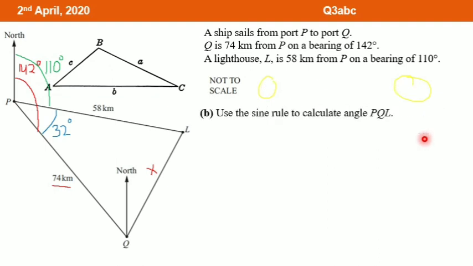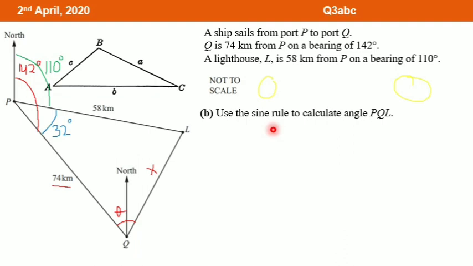Now continue to another question. Use the sine rule to calculate the angle PQL. We are going to find PQL. Let us find where the PQL is. The angle is right there, right? I can make it as theta maybe. So now let us count how many angles and how many sides there are. 1, 2 angles. How many sides? 1, 2, 3. There are 3 sides and 2 angles, so you can use sine rule or cos rule, up to you. But this is written as sine rule, so we need to use the sine rule only.